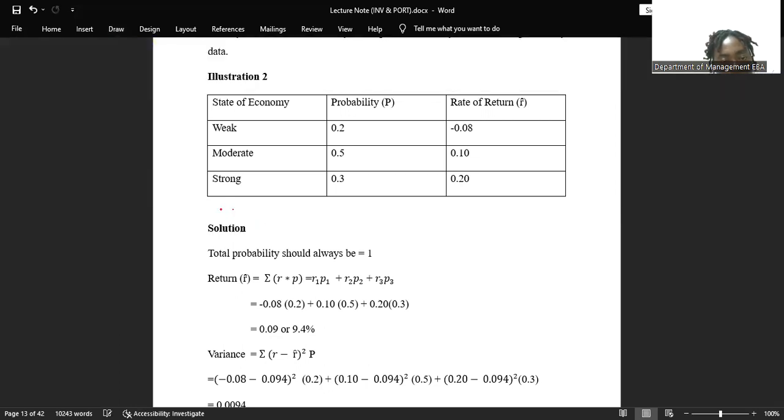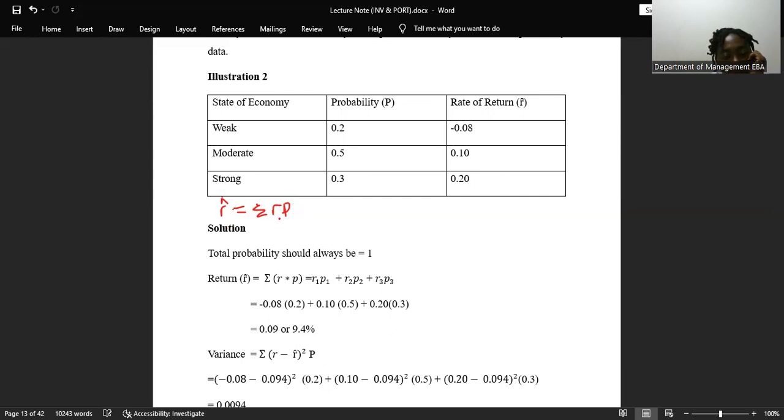Okay, so return, by now all of us know the symbol for expected return. With this one, the formula for expected return is just sigma R times P, where R is the returns given and P is the probability. These are the returns, and this is the probability. And sigma means you are what? Adding them. So let's start.